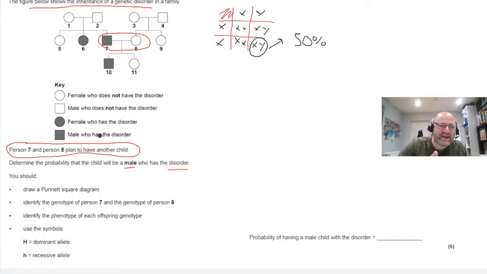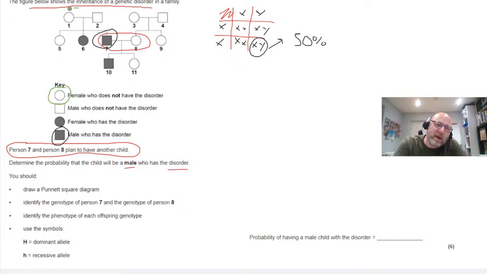Now I need to find out 7 and 8. Let's check out 7 and 8. So if we look at the black square, the male has the disorder. They haven't even told us if it's recessive or dominant. This is how hard this question was when it came out. It's an AQA question, by the way, for those of you that are wondering. The female does not have the disorder. The male has the disorder. How do I know if it's dominant or recessive? They sometimes ask you to prove it from these diagrams.